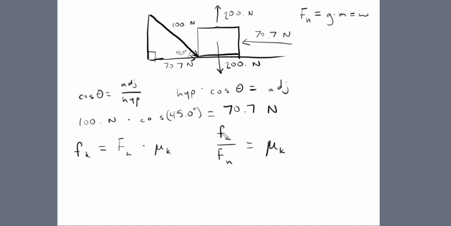So in this case, we know both of these values, so we're just going to plug those in. Our kinetic friction is 70.7 newtons, and our force normal is 200 newtons. If you divide 70.7 by 200, and you round to 3 significant figures once again, we're going to get 0.357.